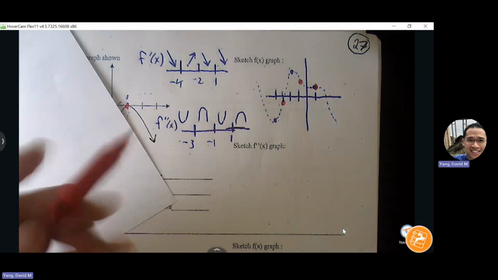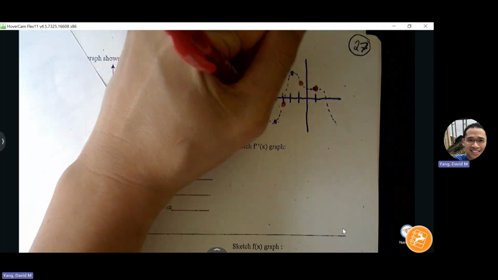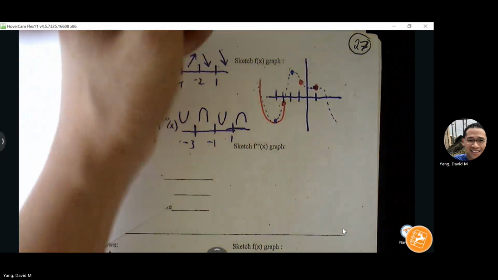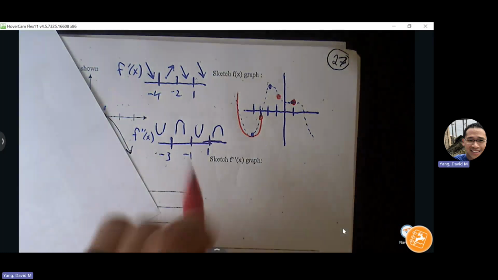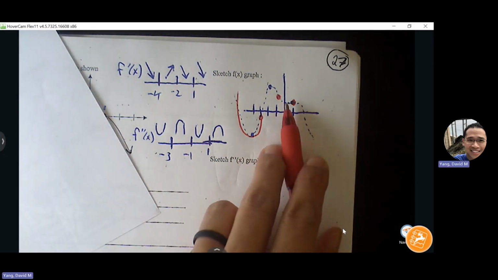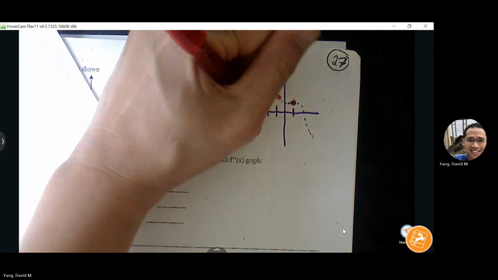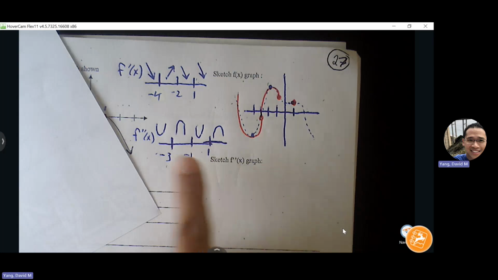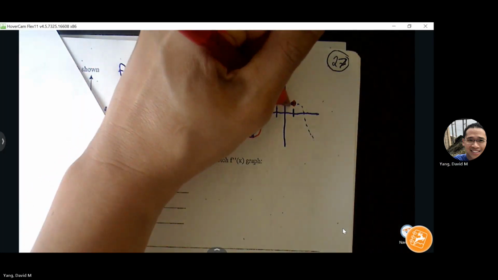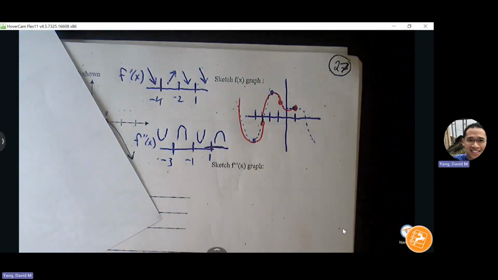First is what? Concave up. Let's over exaggerate it a little bit here. Concave up, followed by concave down, concave down to my next red dot. Next up, concave up. And then next, concave down.